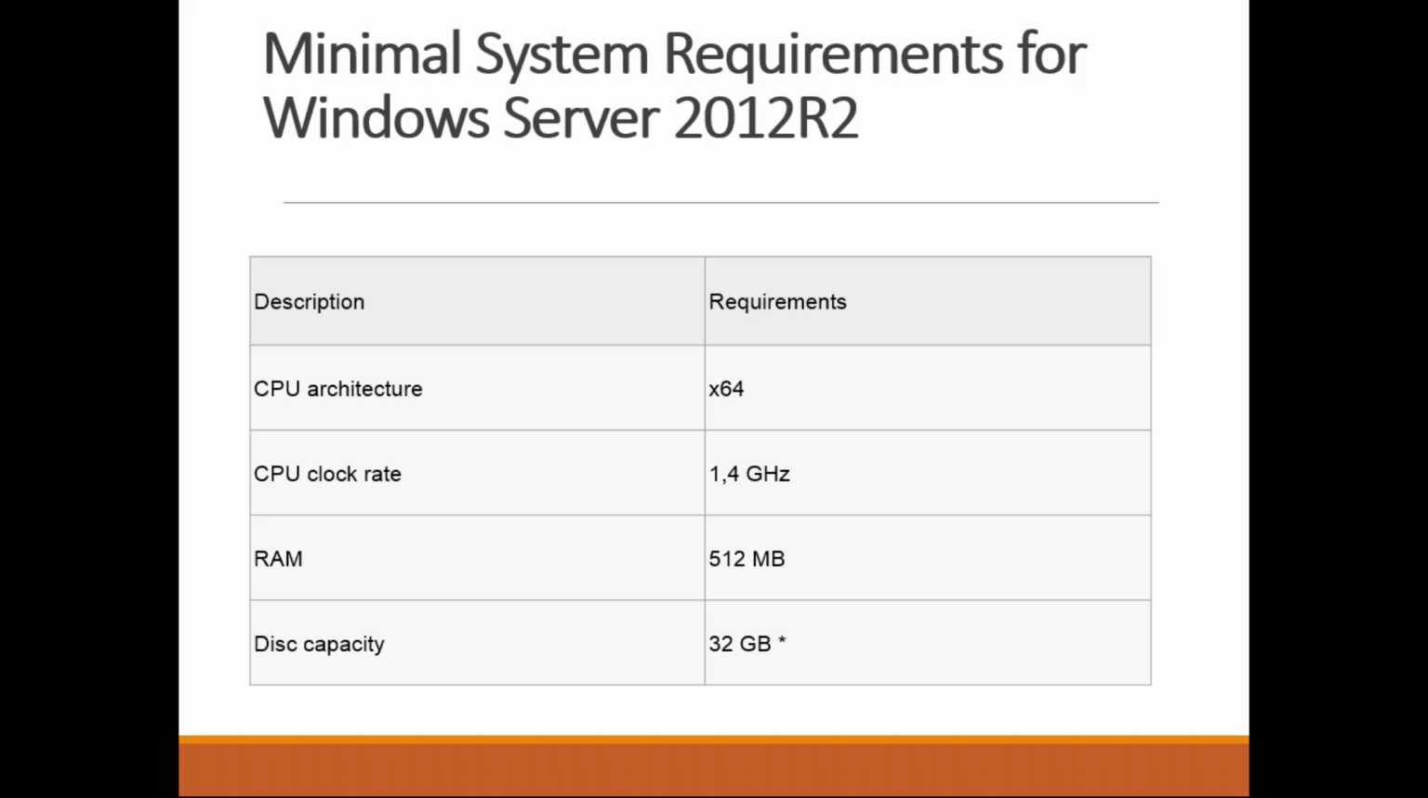RAM is 512 MB, but that is only for installation. After installing, you cannot work if you have 512 MB RAM. Go with a minimum of 2 GB or 4 GB RAM. The moment you start installing applications, features and roles, the system starts working slow. It slows down immediately. For that reason, go with 2 GB to 4 GB minimum. If you have a laptop, just go with 4 GB.